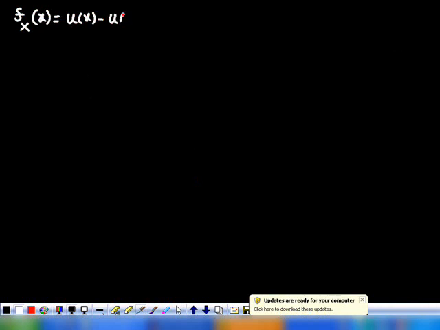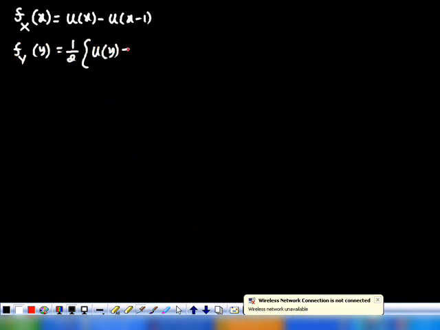If you observe, fX of x can be represented as u of x minus u of x minus 1, because both the functions fX of x and fY of y are composed of step functions. Therefore, fX of x can be written as this, and fY of y is equivalent to 1 by 2 times u of y minus u of y minus 2.